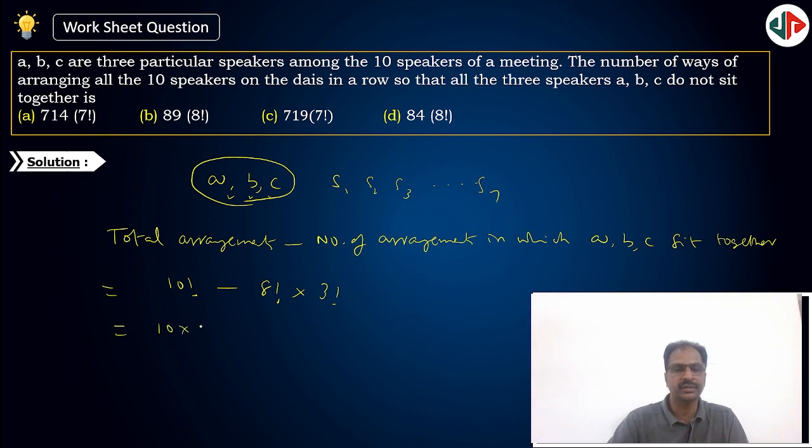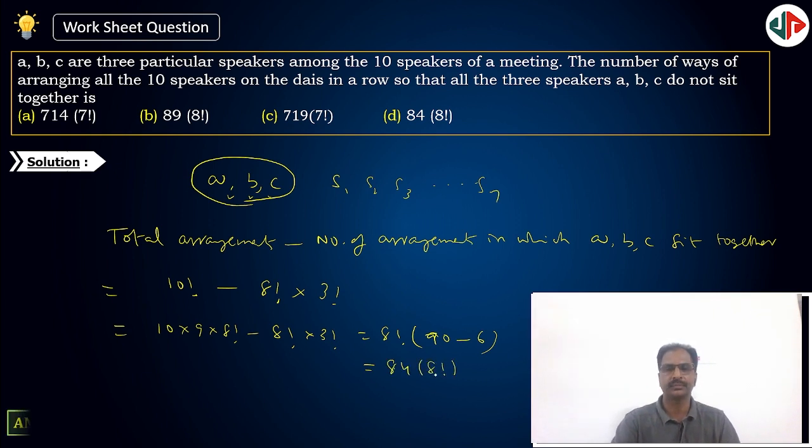Let us write 10 factorial as 10 into 9 into 8 factorial, minus 8 factorial into 6. Now we can take 8 factorial common. Then you get 90 minus 6, which is 84 into 8 factorial. Option D.